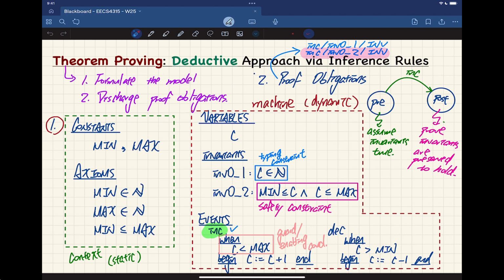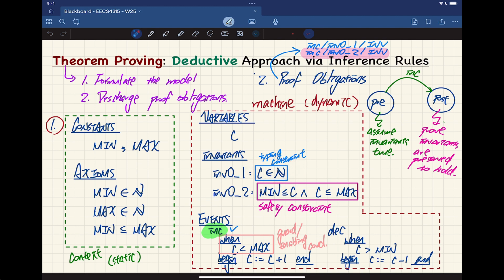So that's why I call that model 0. We may have model 1, model 2, model 3 later by adding more variables to make it more concrete. But for now, for model 0, we got invariant 1 and invariant 2, just naming convention. So when we generate a proof obligation, we can be more systematic to trace back to which one we are trying to discharge. So the first invariant is the so-called typing constraint.